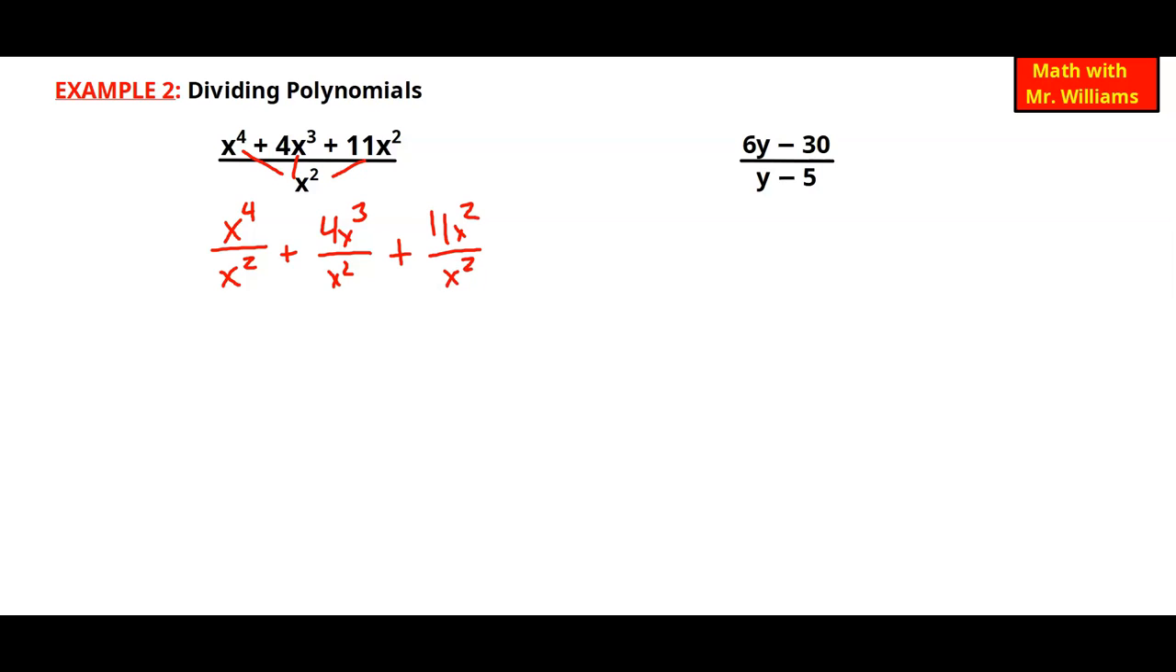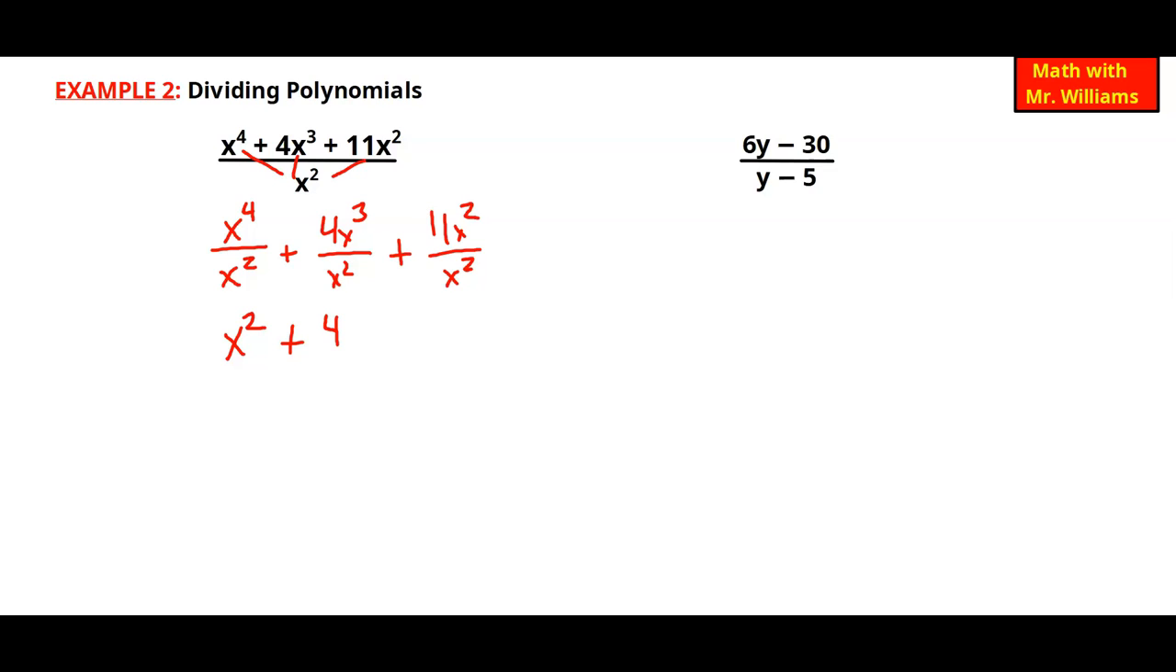Now that we've rewritten it, we're going to use our quotient of powers property, which basically means that when we see the same base with exponents and we're dividing, we need to subtract them. So this ends up being 4 minus 2, which gives us x squared. Plus, here we have a 4 on top. There's technically a 1 on the bottom, so 4 divided by 1 is 4 for our whole number.